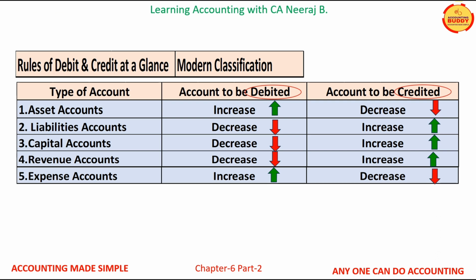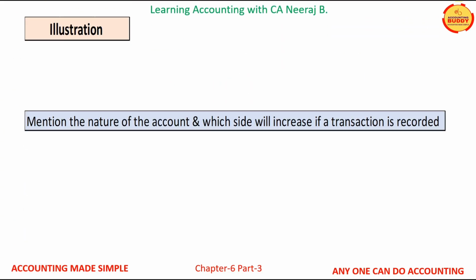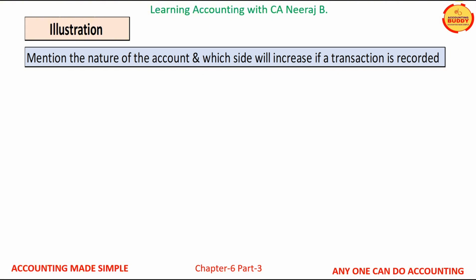Therefore, we can conclude that liability accounts, capital accounts, and revenue accounts are debited when they decrease, and credited when they increase, while asset accounts and expense accounts are debited when they increase, and credited when they decrease. Let us test our understanding with an illustration. Mention the nature of the account and which side will increase if the transaction is recorded.